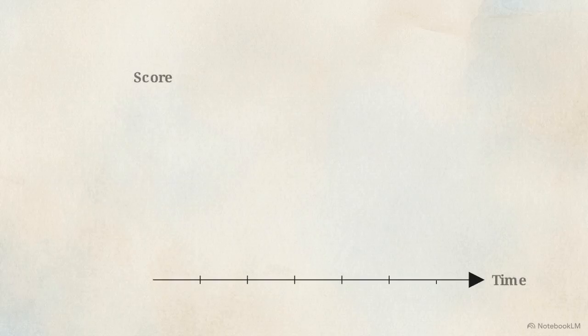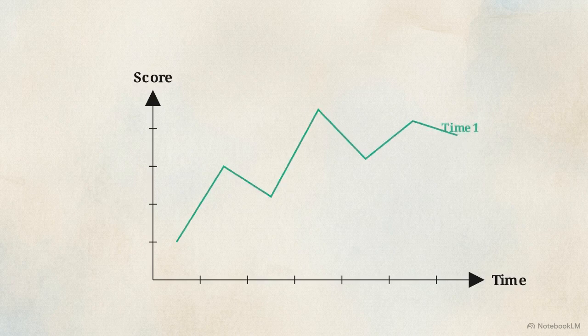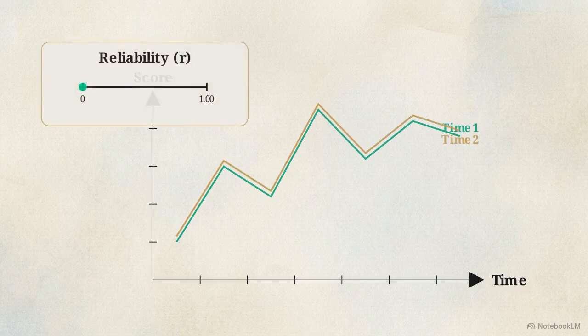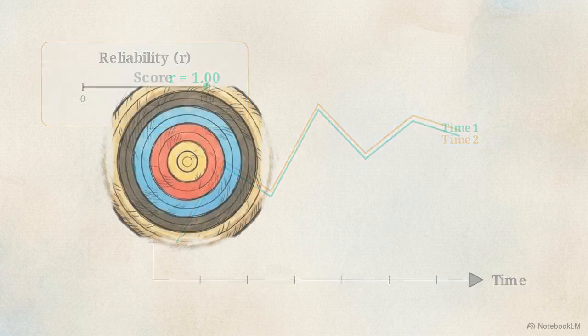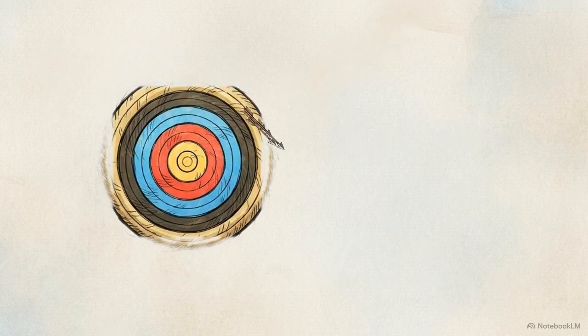Take a look at this graph plotting test consistency. This illustrates reliability, a test's ability to measure the same thing consistently over time. If a candidate takes a test today and gets a similar score next month, the test has high reliability. We represent this with an R correlation coefficient between 0 and 1.00.